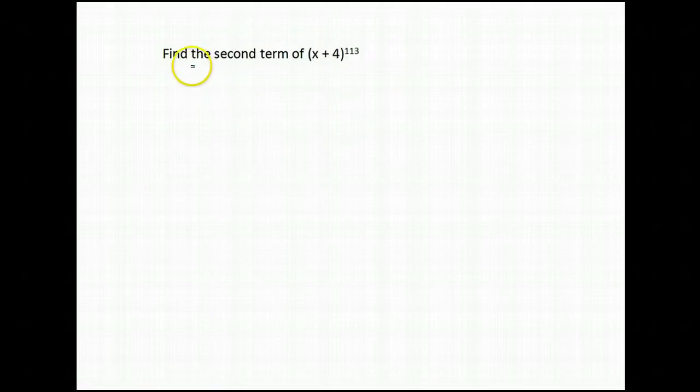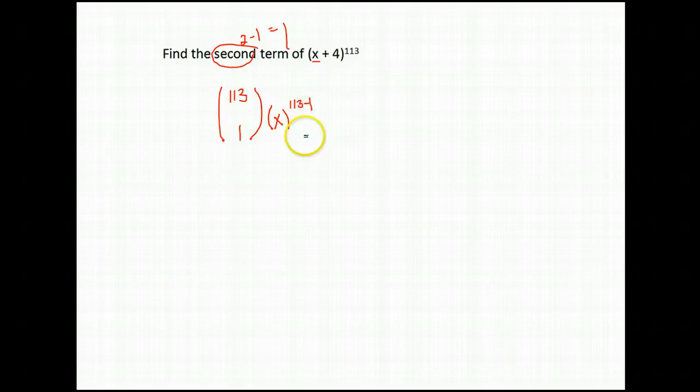Alright, here we go. We're asked to find the 2nd term of x plus 4 to the 113th power. Now we're so glad we don't have to expand that one fully. Remember, if we want the 2nd term, we subtract 1. So we're going to use 1 here. So of course we use our exponent of 113 and then a 1 down here. Then we take our first term, which is an x. We subtract these two, so 113 minus 1. And then we take our 2nd term, which is 4, to this power here, which is 1.